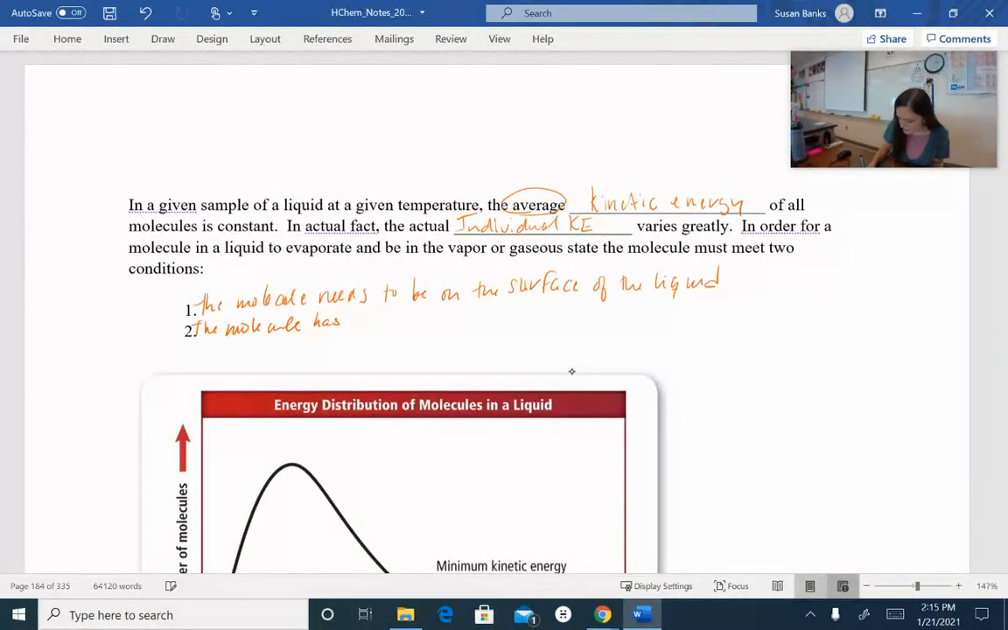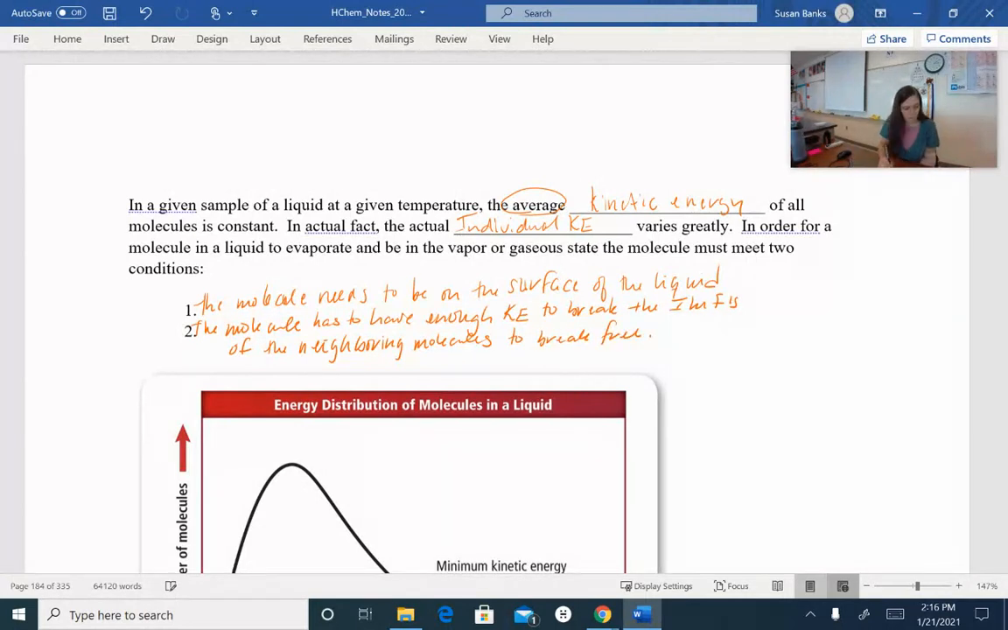So the molecule has to have enough kinetic energy to break the intermolecular forces of the neighboring molecules, to break free. I'm going to call these forces of attraction.